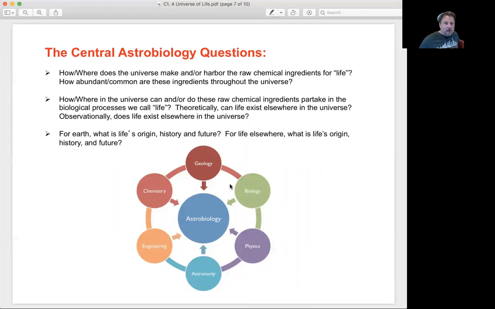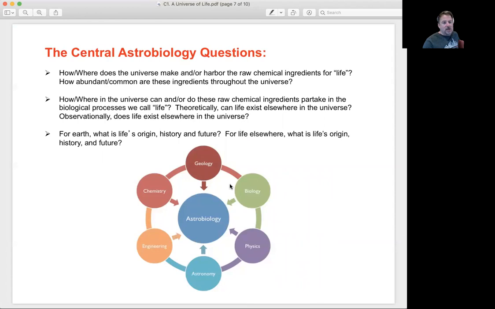Okay, all right. So some of the questions that are central to astrobiology are, how and where does the universe make and harbor the raw chemical elements for life? I just told you something about hydrogen was forged in the Big Bang 13.6 billion years ago, whereas carbon, nitrogen, oxygen, the atoms that you breathe that are in your body, were forged in stars, say, 6 billion years ago. Okay, and how abundant are each of them, and why do they have their relative abundances? What are the ingredients of the universe? So we'll have to talk about that.